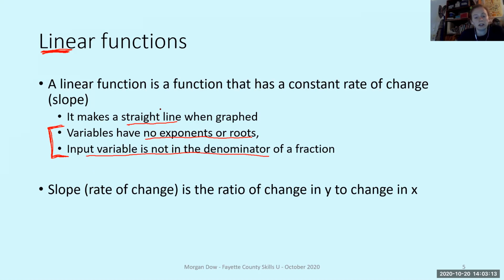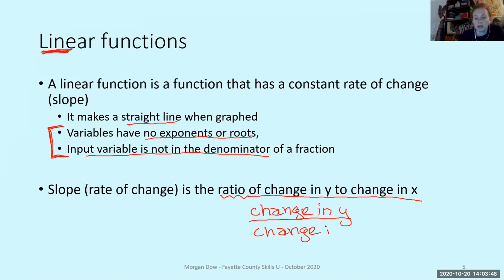Okay, and we said that a linear function has a constant rate of change or slope. Technically, that means we're talking about the ratio of change in y to change in x. Slope, which we're going to talk about in a lot more detail in a few minutes, is the ratio of change in y to change in x. So it is a comparison of the change that happens in the output to the change that happens in the input, if we remember that the word ratio means comparison.